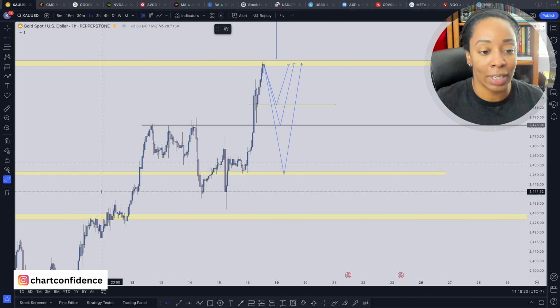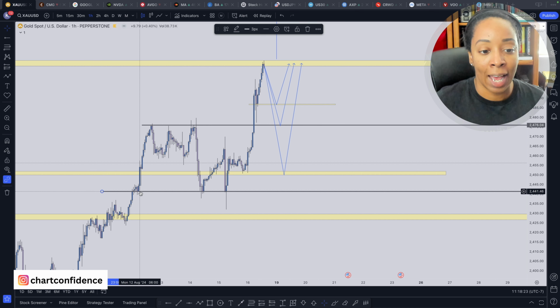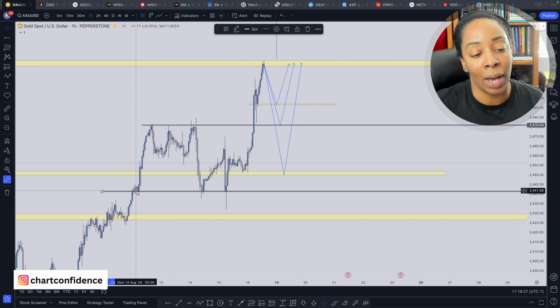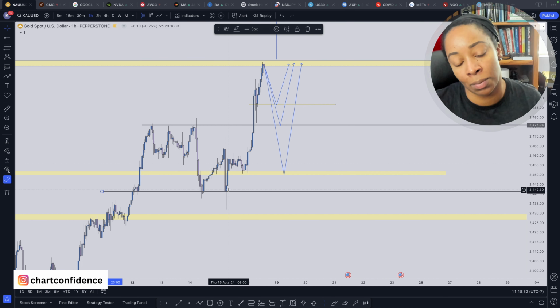There is a level that I see right here at 24.40. Basically, I want to mark off this level mainly because I do see a support here, and a support here.